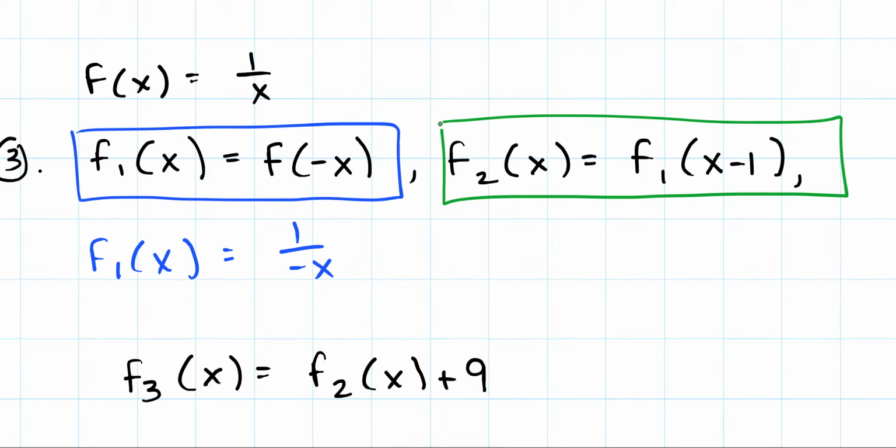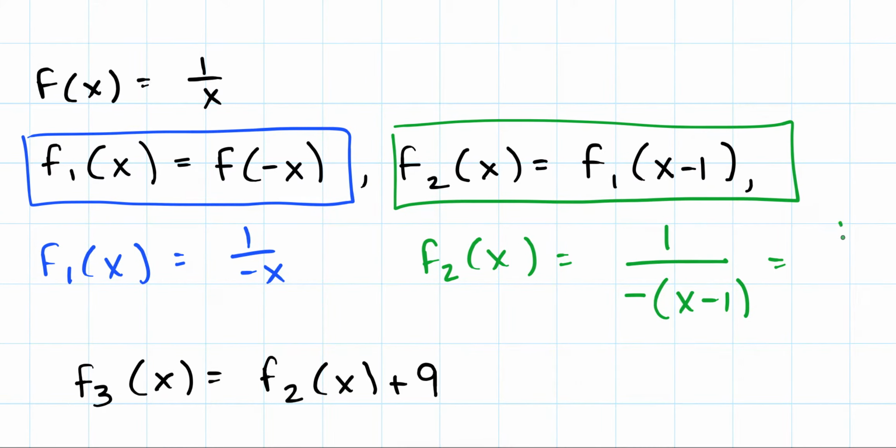f2 says take f1 and plug in x minus 1 wherever I see an x. So f2, be careful here. This is 1 over negative, well here's an x, so I'm going to plug in x minus 1. So this is equal to 1 over negative x plus 1 because I'm going to distribute that negative.